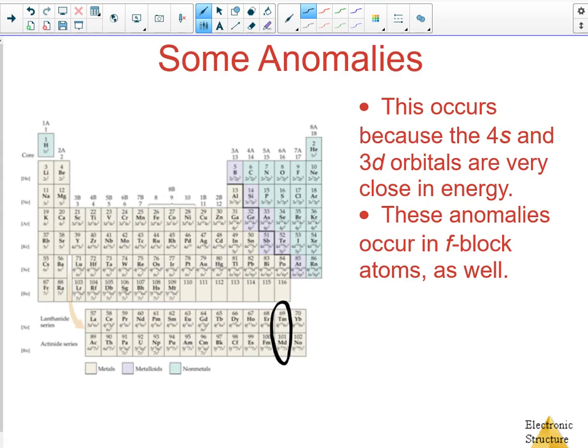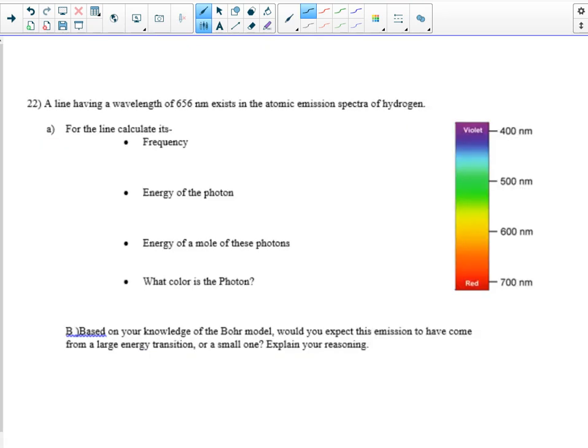This is because the 4s and 3d orbitals are very close in energy. These anomalies occur in the F block as well. And you won't ever get one of these. But just know it would rather rob one from the S that it's in and promote it to fill that F. You okay with that? You just take one number off of the S, so it's S1, and you add one more to the F. So it'd be 6S1 and then 4F14 instead of 4F13.